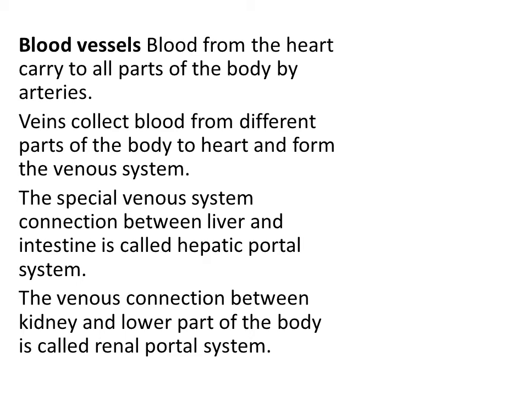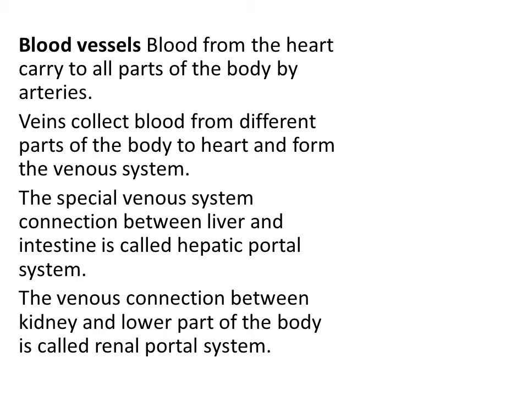So there are two kinds of portal system that can exist. One is hepatic portal system. This can exist between the liver and intestine, and renal portal system exists between the lower part of the body and kidney, so that always the impure blood from the lower part of the body is carried towards the kidney with the help of a renal portal system. So in case of hepatic portal system, the impure blood from the intestine, that means deoxygenated blood from the intestine, is carried towards the liver with the help of a hepatic portal system.